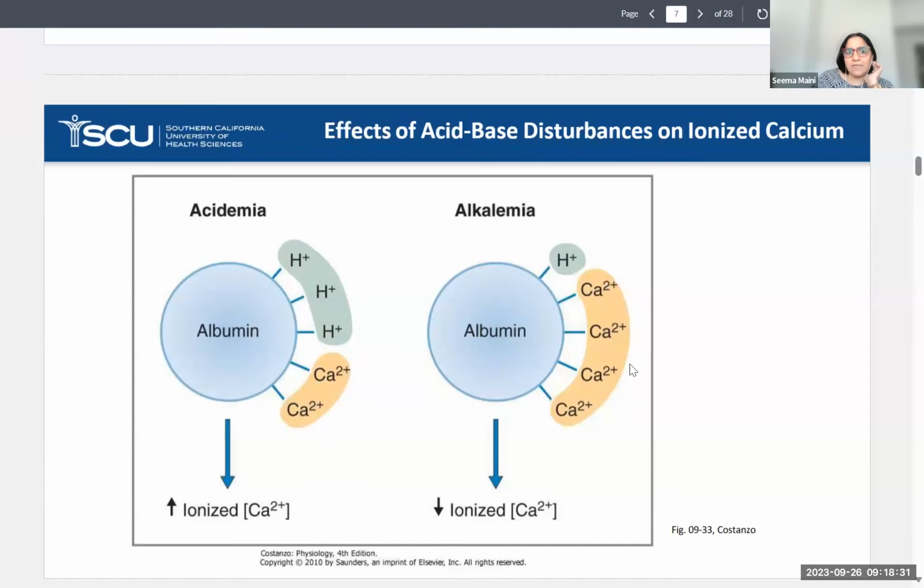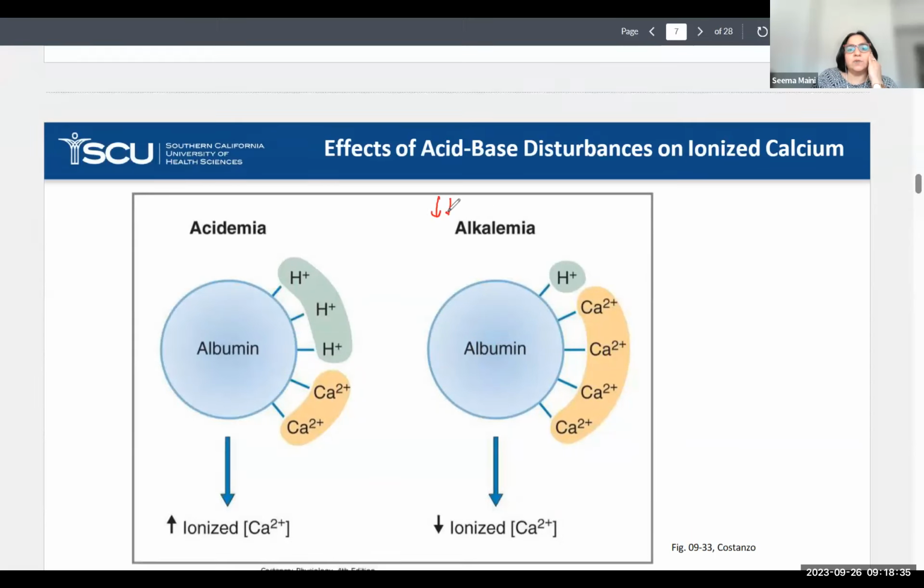So alkalemia means low hydrogen ion concentration in the blood. Low hydrogen ion concentration means more free sites on the albumin, leading to a relative deficiency of calcium ions, or hypocalcemia, and this patient is going to feel all the early signs of hypocalcemia.